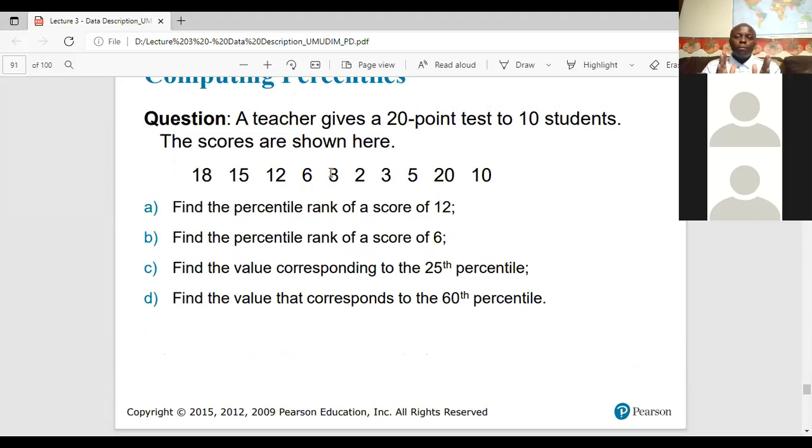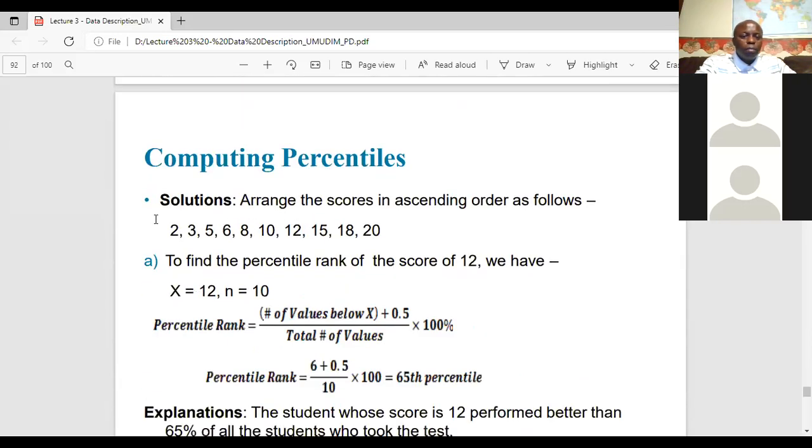The first thing we do is put them in order from the smallest to largest, which is what I did here. 2 is the smallest, followed by 3, and so on. To find the percentile rank, use this formula. Percentile rank is number of values below X, where X is the number that you are given, plus 0.5, divided by total number of values. This 0.5 is just a part of the formula.